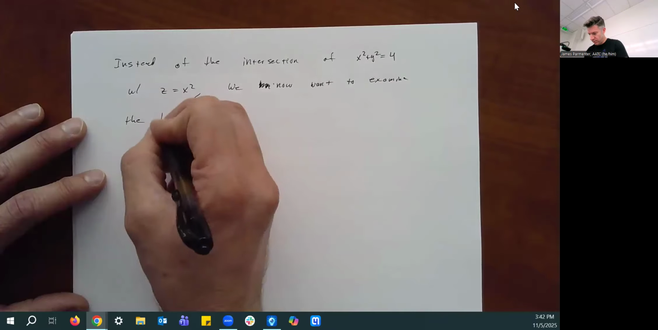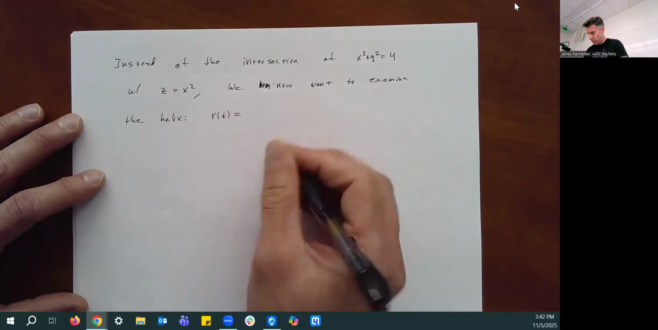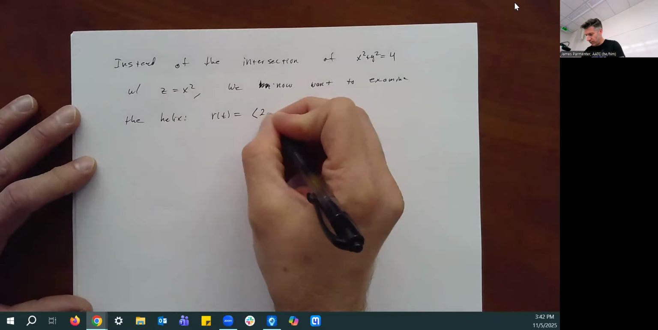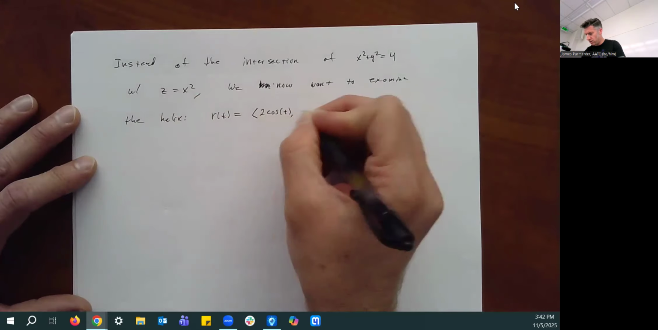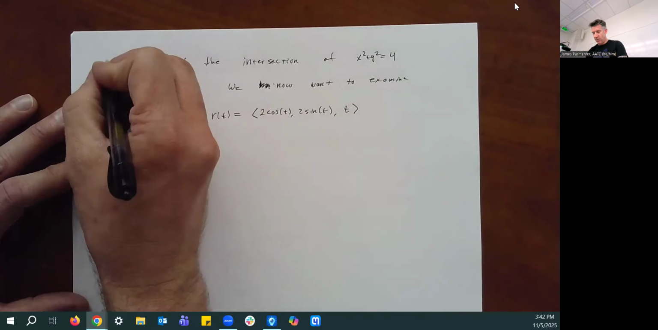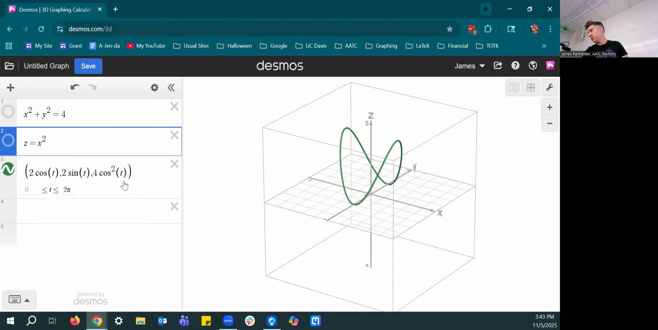the helix, which we'll describe as r of t equal to, the x and the y are still going to go around in the circle, but the z coordinate is just going to increase. So we're going to do this as, let's pick the same radius, 2 cosine t, 2 sine t, and then just t for z. And I really just wanted to show it to you. I don't have a lot to say about it yet. But if we look at this, we change this 4 cosine squared t to just t.